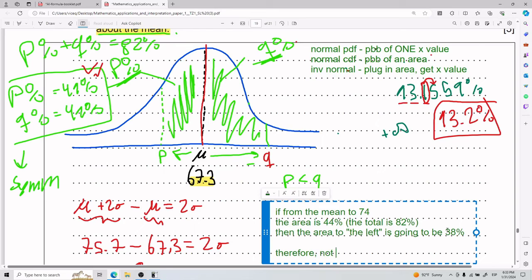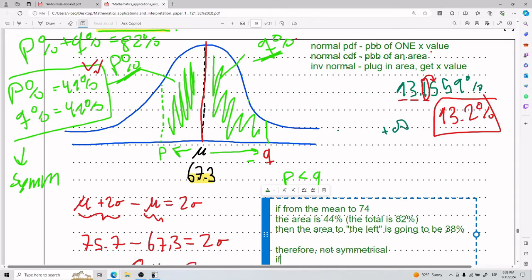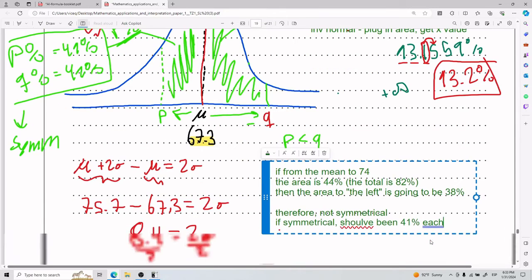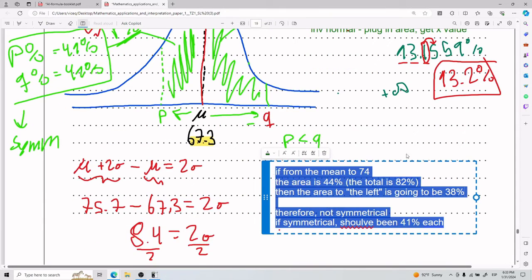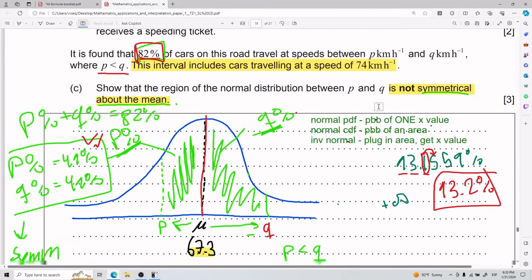Therefore, not symmetrical. If symmetrical, it should have been 41% each. See? And that, ladies and gentlemen, is enough for you to conclude and answer part C. Okay? Now, although technically the video is over, this last part is so weird, I'd rather just explain it again one more time. Okay?